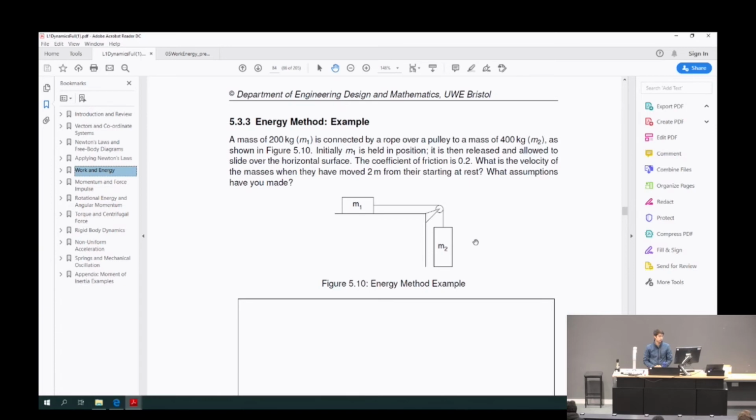And there's a bunch of assumptions that you need to make. One of them is that there's no air resistance, so you don't need to worry about that. The other is that the rope is not stretching, it's a rigid rope, so there are no elastic forces in there.